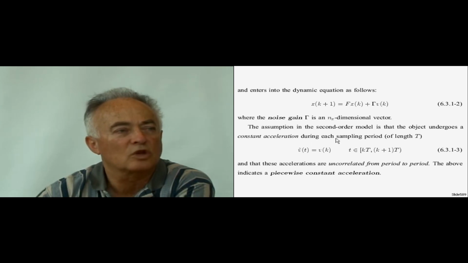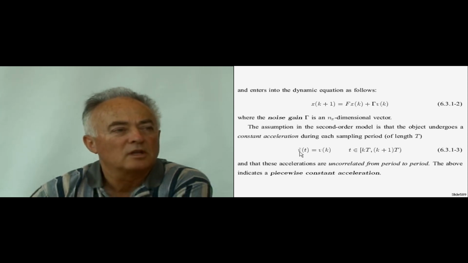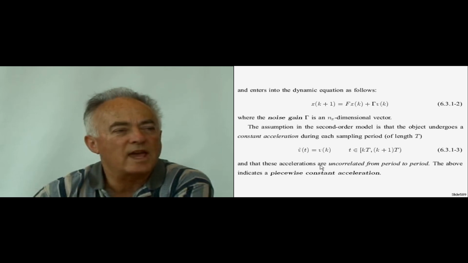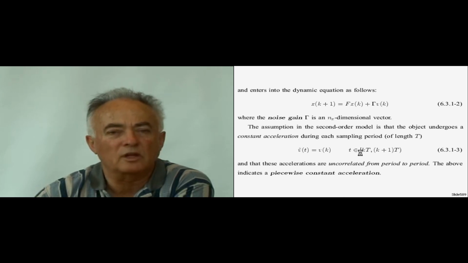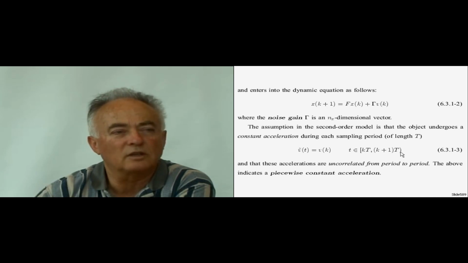The physical assumption in the second order model is that the object undergoes a constant acceleration during each sampling interval of length T. So what we have is a constant value of the acceleration, and this acceleration, v_k, is constant during the interval starting at kT and ending at (k+1)T, and we indicate here a semi-open interval, which means the left end of the interval is already included in it and the right end is excluded. So that's called a semi-open or semi-closed interval.